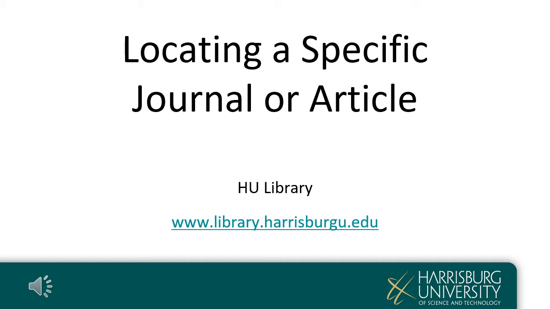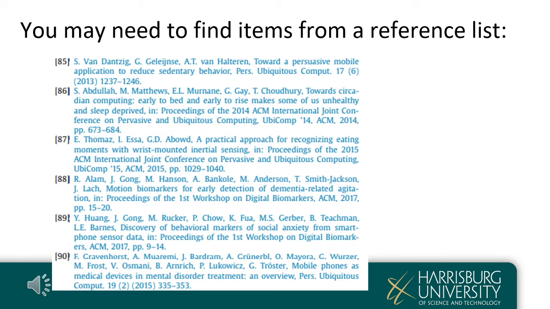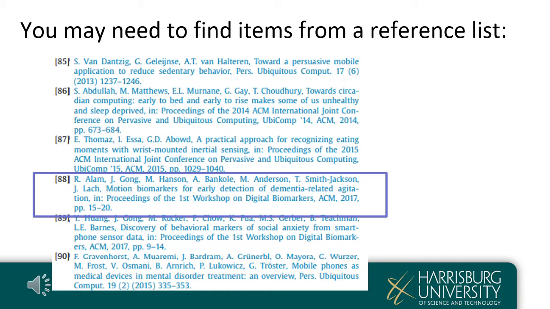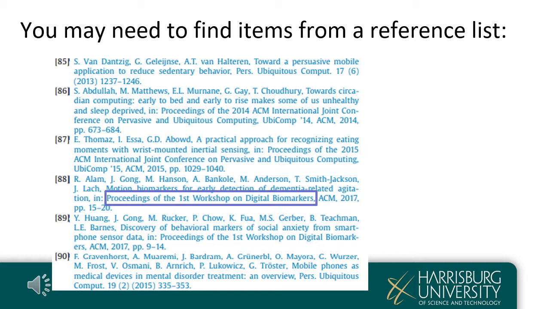This tutorial will show you how to locate a specific journal in our collection. As you're doing research, sometimes you may find a citation in a reference list that you'd like to track down. In this example, we have footnote number 88. It's important to note what the title is of the publication, in this case, Proceedings of the First Workshop on Digital Biomarkers.